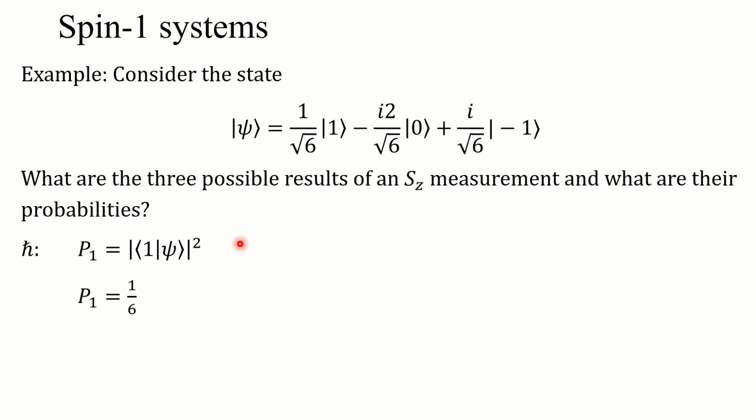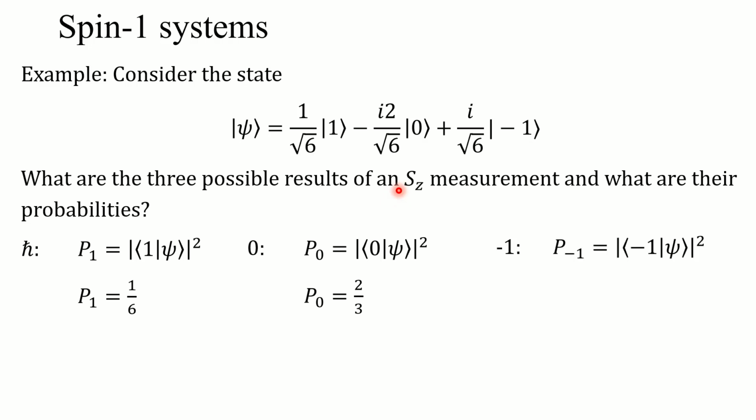which is going to give us 1/6. Likewise, if we look at the 0 eigenvalue, or the probability of measuring it in the 0 state, we just take the inner product of that 0 with that general ket, and we get this magnitude squared, which gives us 2/3. And finally, the minus ħ state, same thing, and hopefully you can see how that's going to be 1/6.